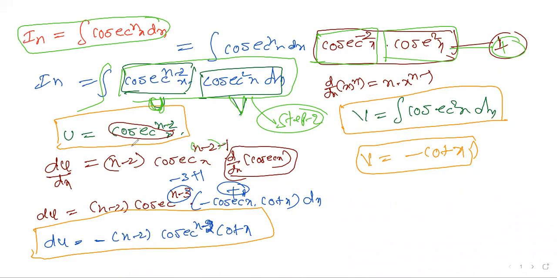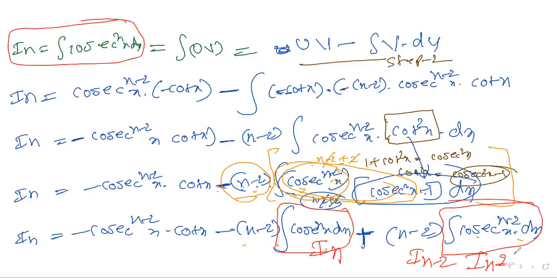Now the derivative of cosecant x is minus cosecant x cot x. After simplifying, you get the du value. And the integration of cosecant square x is equal to minus cot x; this I wrote. After this, as we know, the integration of uv is equal to u times the integral of v, minus the integration of v du. It's a formula we have already discussed.